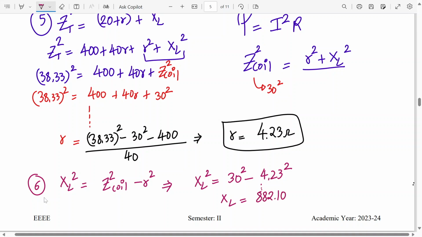882. Okay, 11. And how much is XL? Square root of that? अच्छा, this is XL square. XL कितना हुआ? We want XL 29 point something. Square root of this will be XL. Square root of 882.